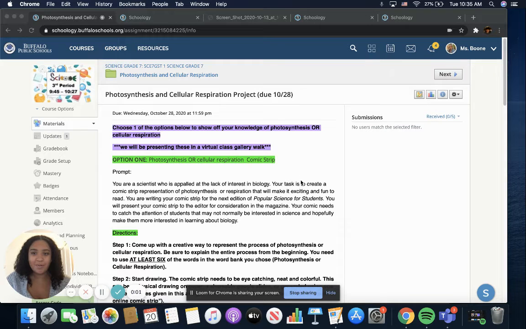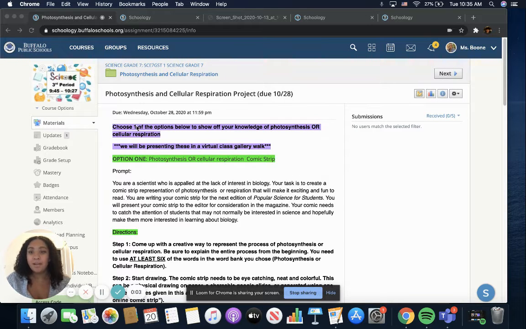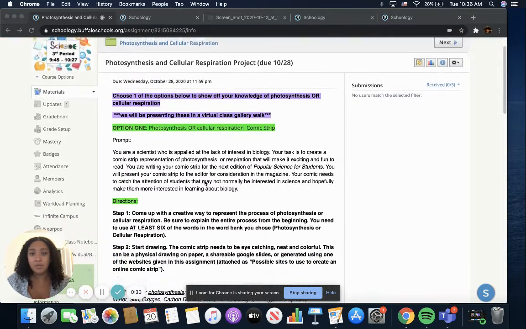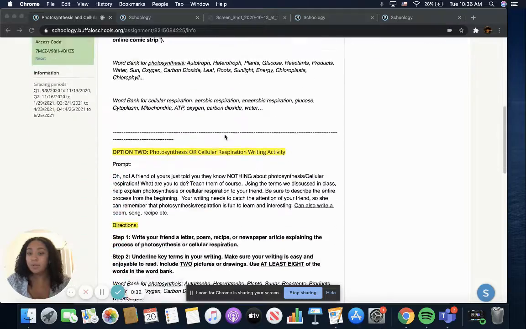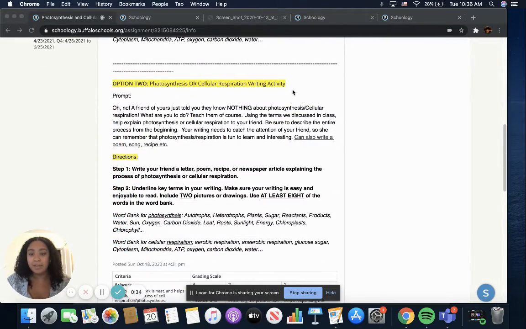Hey, hello. So we are going to go over the photosynthesis and cellular respiration project. This is due Wednesday, October 28th at 11:59 p.m. You will be able to choose one of the options below and show off your knowledge of photosynthesis or cellular respiration. You're only doing one, either photosynthesis or cellular respiration. And then you have two options. You could do a comic strip or you could do a writing activity.